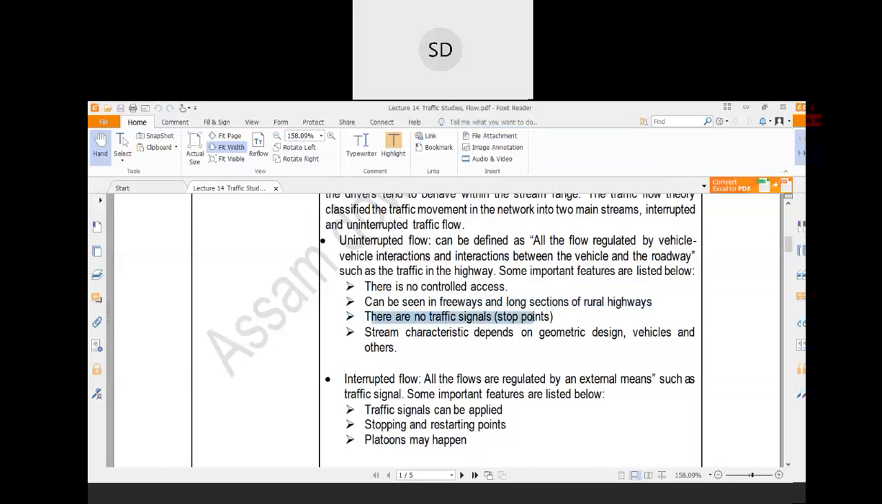So there are no traffic signals, as I discussed. No traffic signals, no intersections. Now, stream characteristics depend on geometric design, vehicles and others. So if your vehicle is new, if the power of the vehicle is high, in that case you can go for a higher speed. So these types of things affect the uninterrupted flow. So basically uninterrupted flow is a flow where the driver has total control of their vehicle.